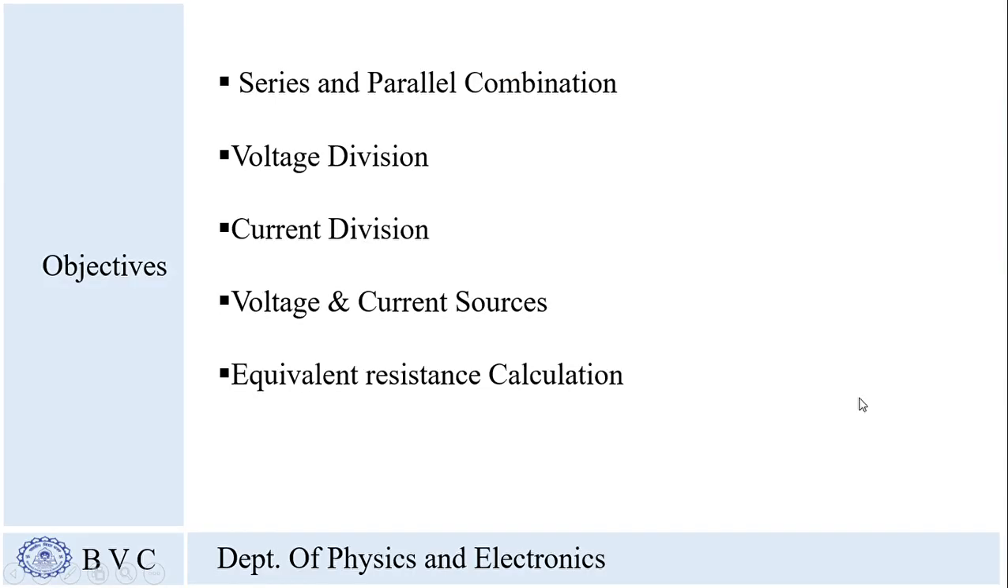The objectives are: which components are in series, which components are in parallel, voltage division, current division, what the various voltage sources and current sources are, and how to calculate the equivalent resistance. Those things we will try understanding in this video.